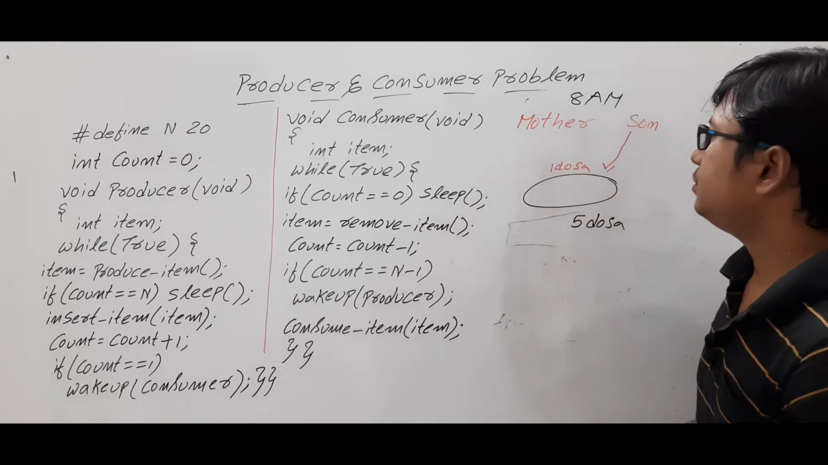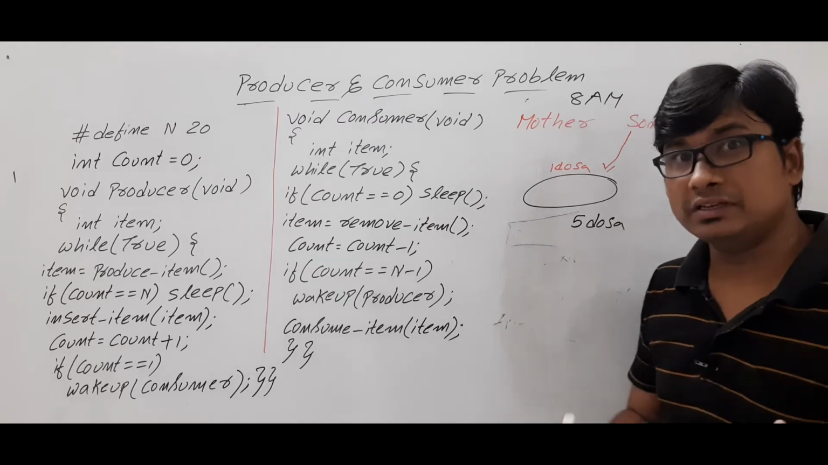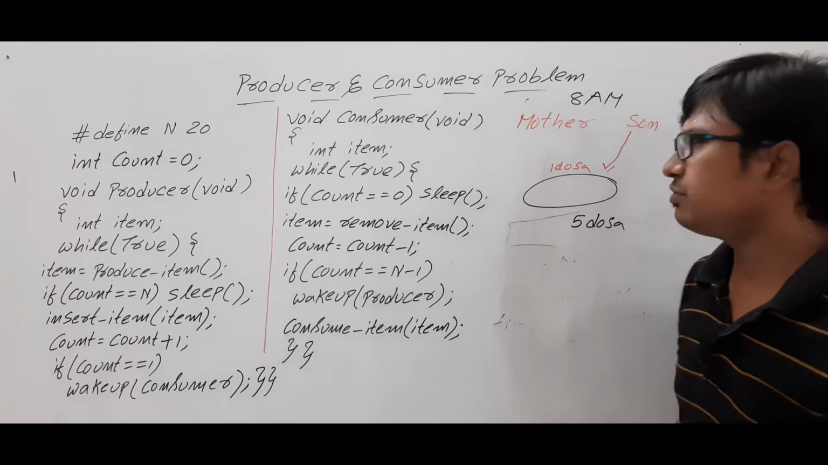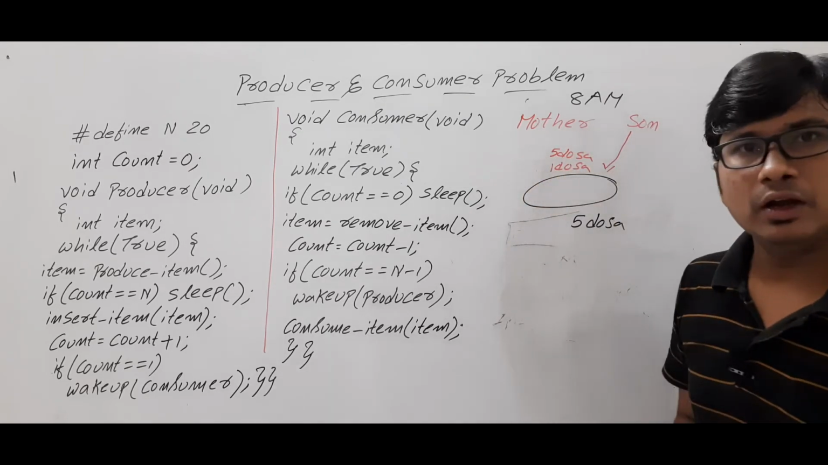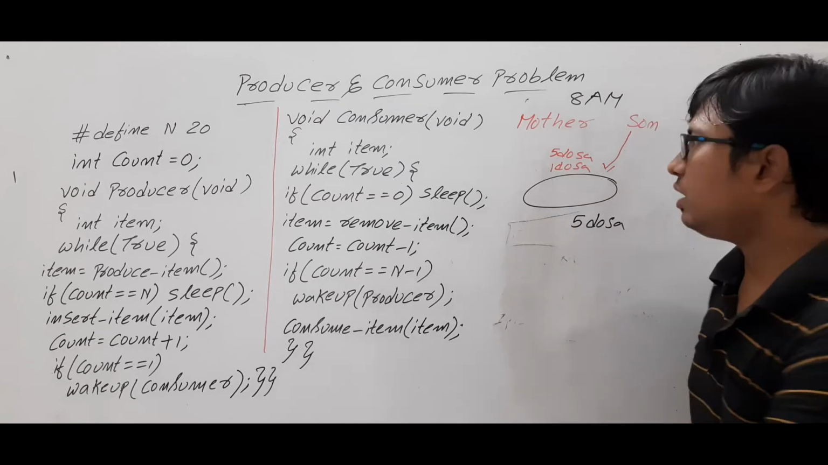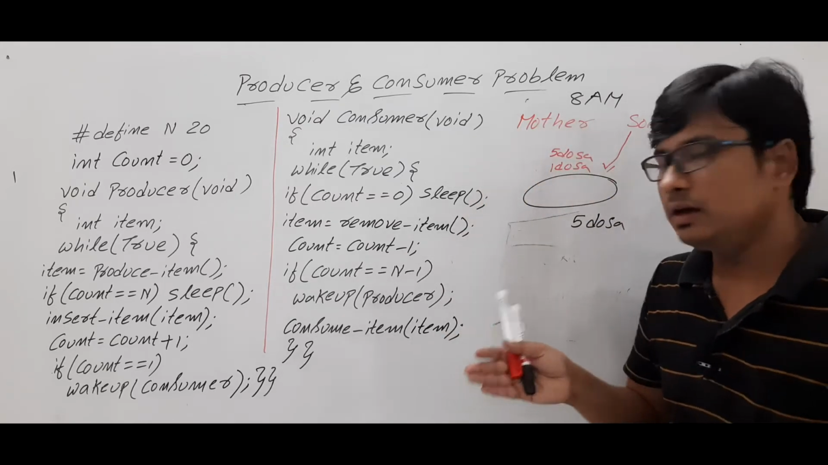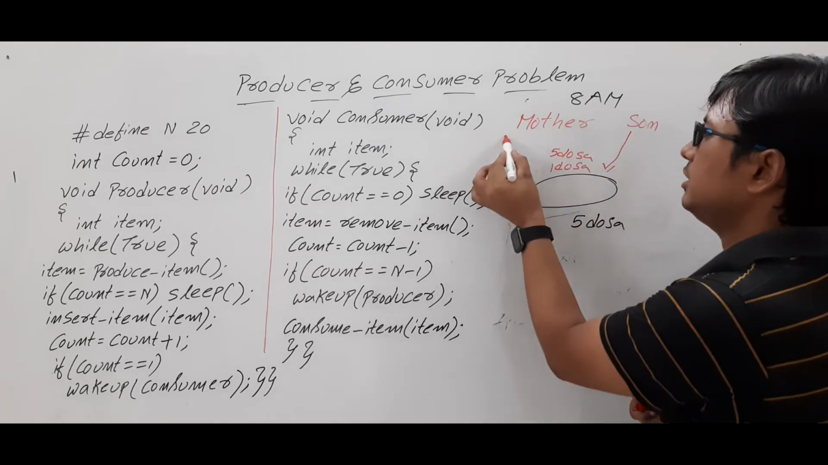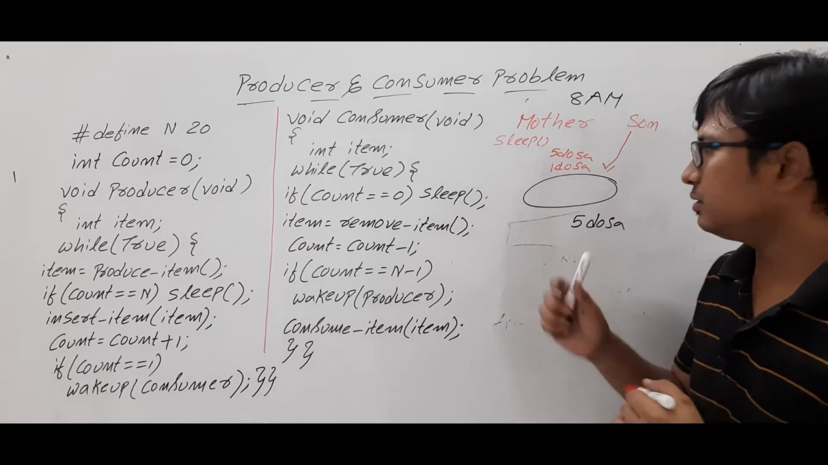Now let's take that the son keeps on eating, and you know that mothers are very talented and will keep on pouring the dosas very fast. Let's take that she poured 5 dosas. Now the plate is full. Then what will the mother do? As the dosa capacity of the particular plate is completed, she will go and sleep. Let my son complete eating the dosas.